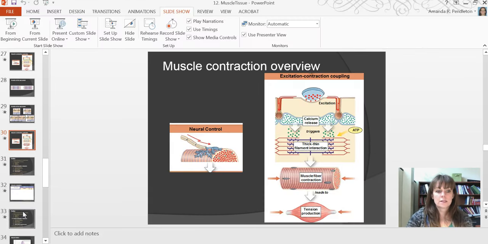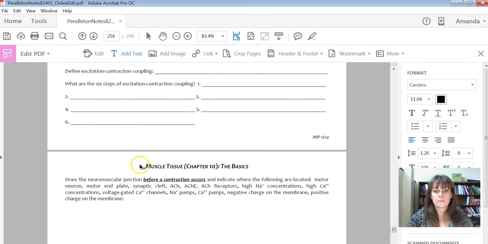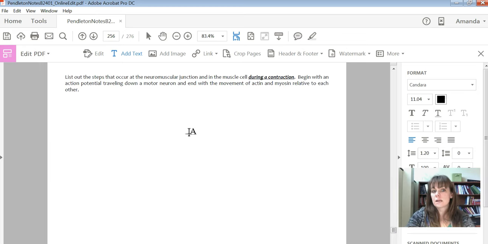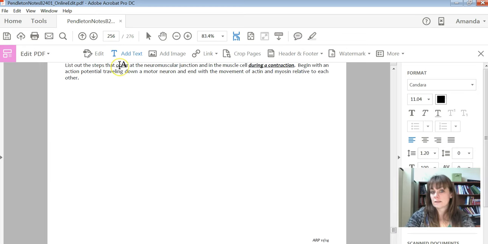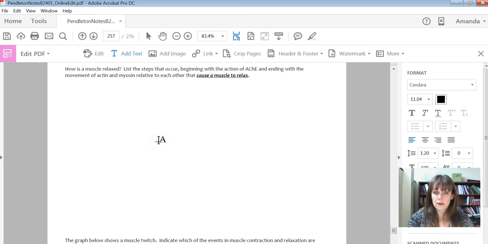Okay, and so what I'd like to point you out to in your notes that we have discussed is, if you go here, here's another place for you to draw the neuromuscular junction before a contraction occurs. These are all the things to put in the correct places. And then see, given what we've talked about, can you list out the steps that take you from action potential to contraction? And then, can you list out the steps that take you from contraction to relaxation?